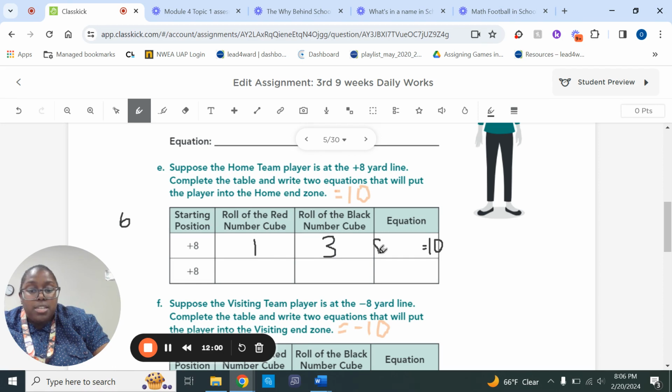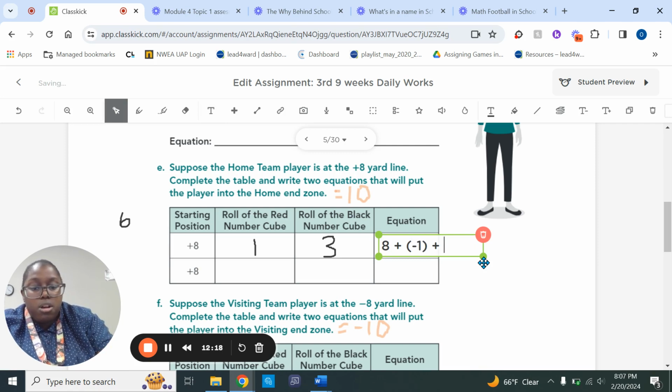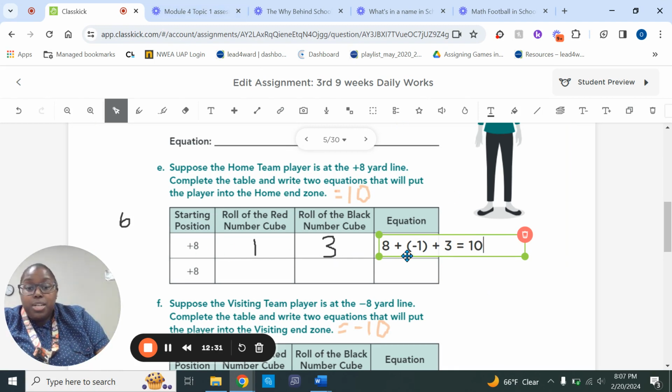So the equation is 8, where we started, plus, you know what? I'm going to type this up because that's taking a lot out of me. 8 plus -1 plus 3 equals 10. Now, if I use different numbers, I would get different answers. But in the case of the numbers I used, the starting position was given to me. I couldn't do anything about it.